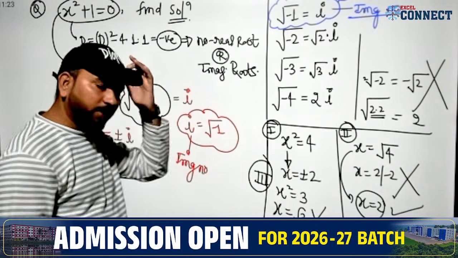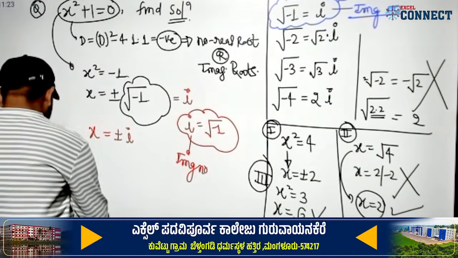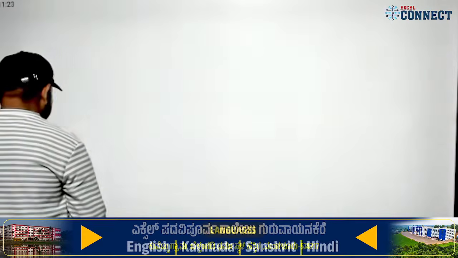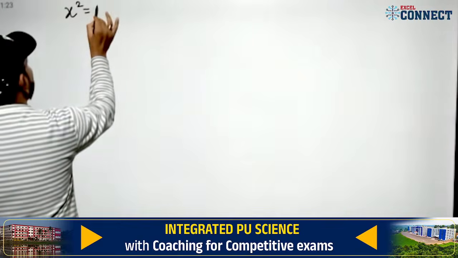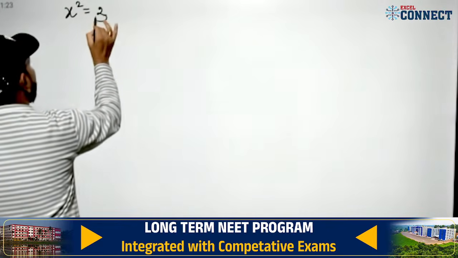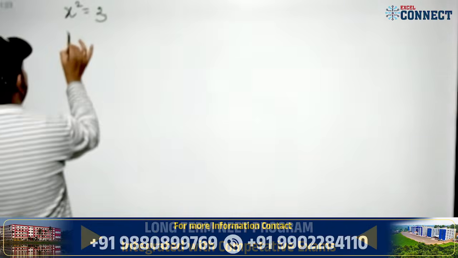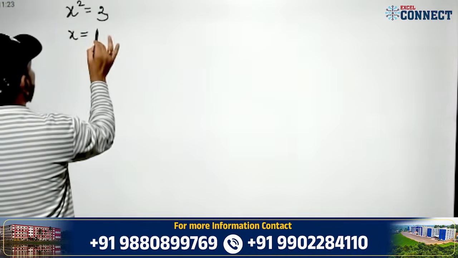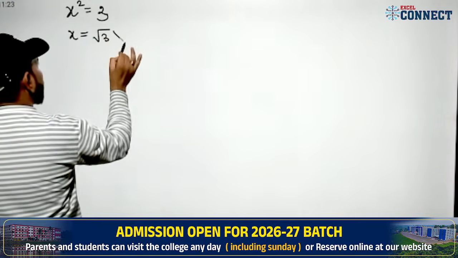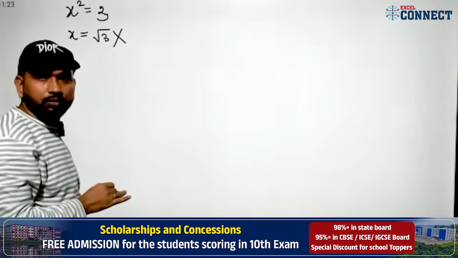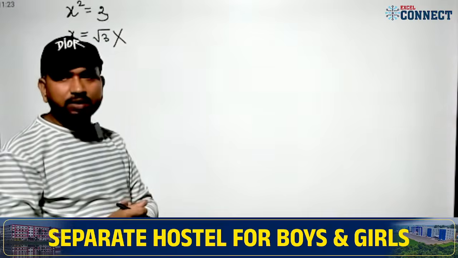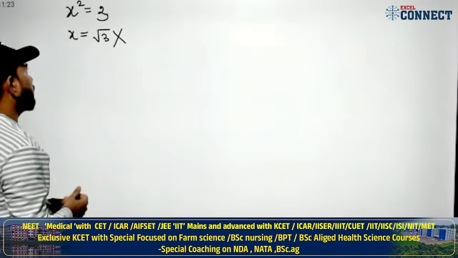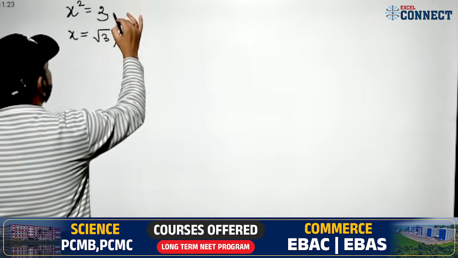I am writing on the right side on the next page. See this. If I write x square is equal to 2 or 3, then if you write x is equal to root 3, it's wrong. Plus root 3 or minus root 3, this is correct. So we can say one thing.